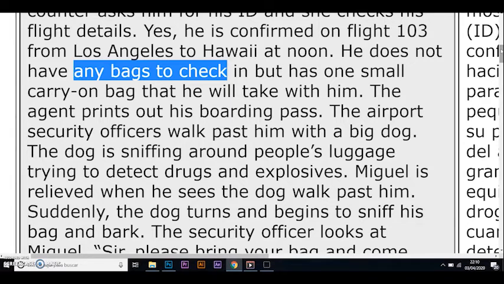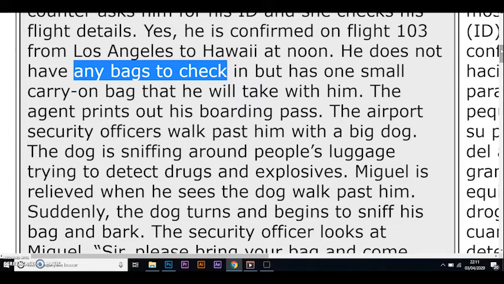Let's continue with that. The airport security officer walks past him with a big dog. Do you know, when you are in the airport, sometimes people are watching other people and looking for people that are doing bad things, and they have animals like dogs to sniff and to look for something that could be forbidden in the airport, okay? That's the way that the officer walks past him with a big dog.